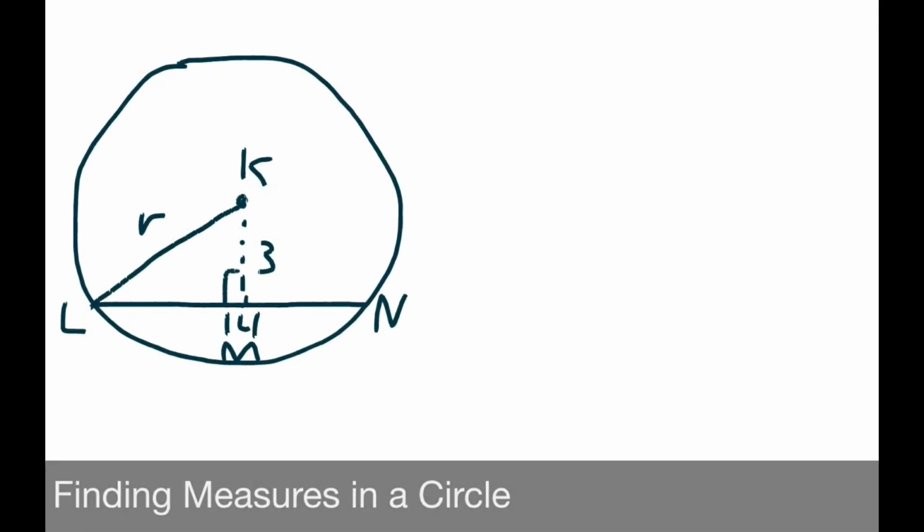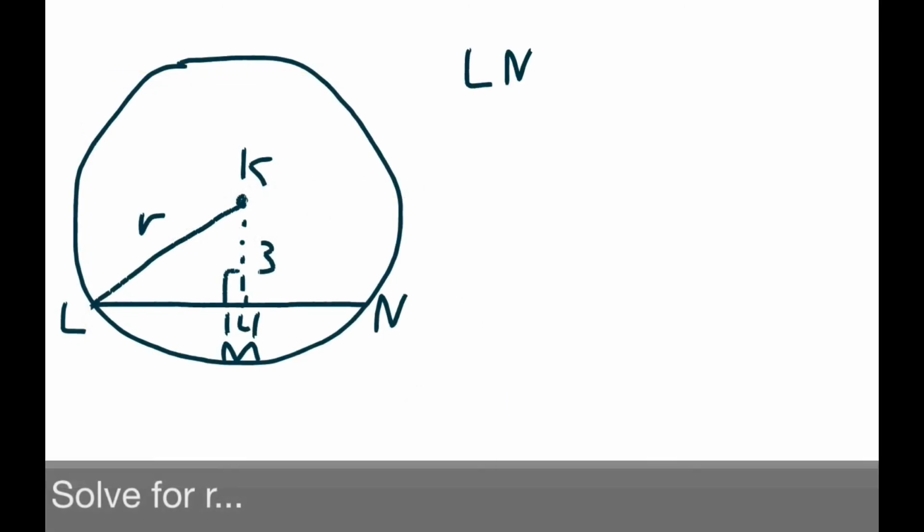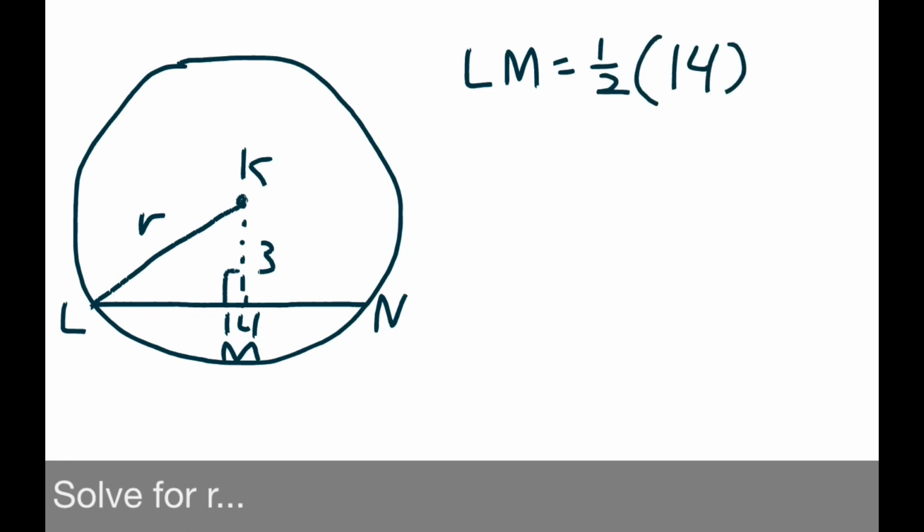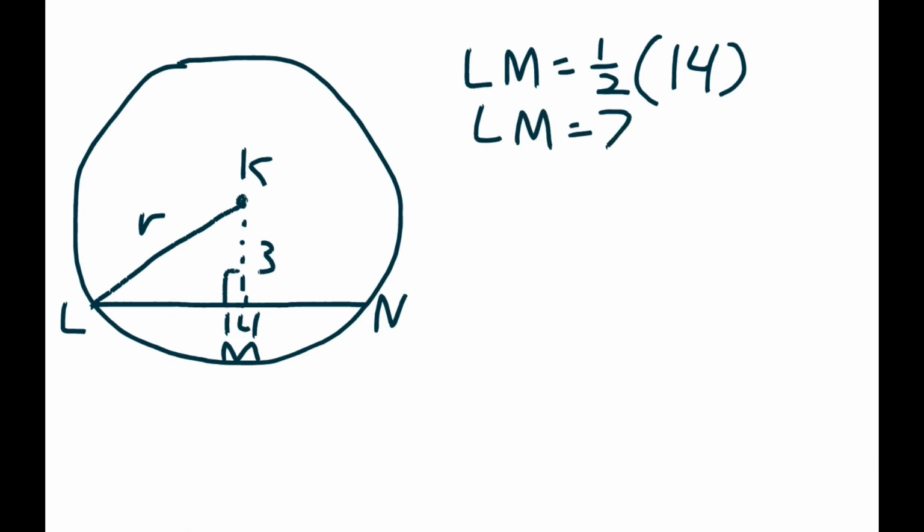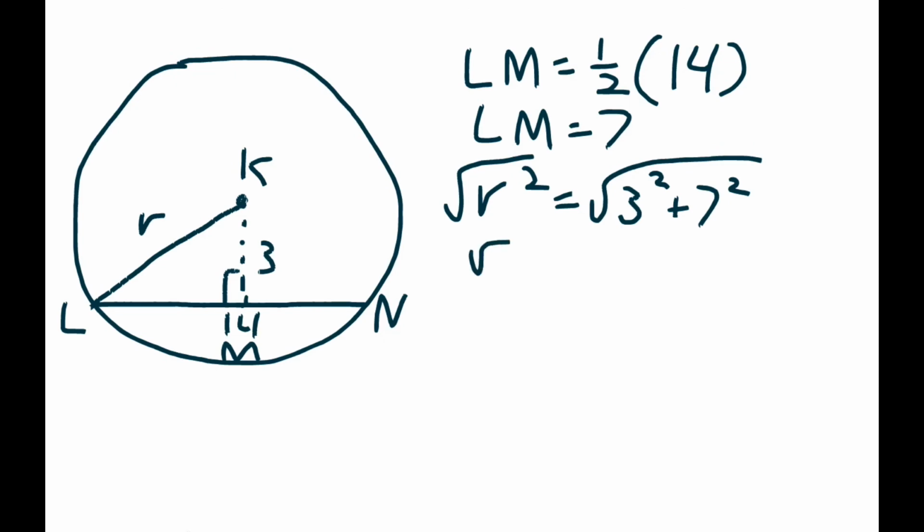To find the measure of R in this circle, we can take LM is equal to 1/2 of 14. Therefore, LM is equal to 7. We can then use the Pythagorean theorem to say that R squared is equal to 3 squared plus 7 squared. Now to complete the equation, we can take the square root of R squared and the square root of 3 squared plus 7 squared to get R is approximately 7.6.